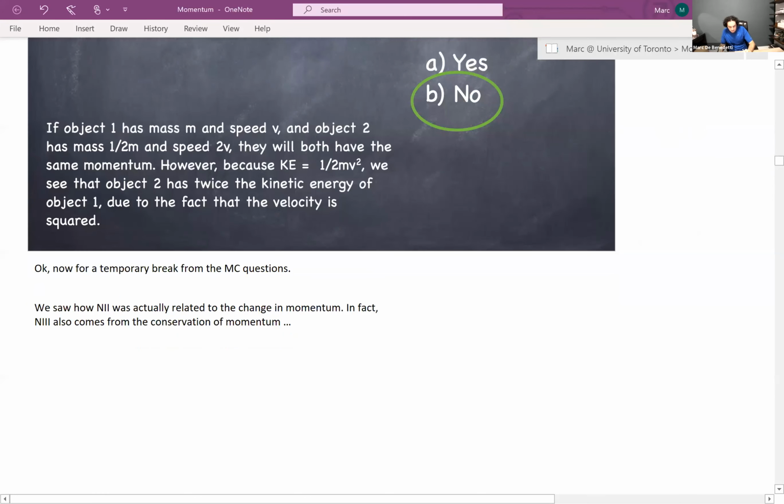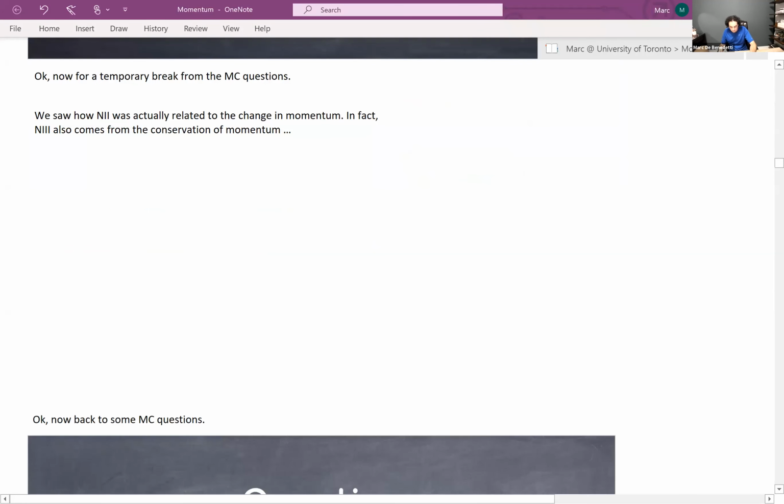Okay, temporary break in multiple choice questions. So interestingly enough, I've told you that Newton published his second law, F net equals ma, not as F net equals ma, but rather as the derivative of momentum. We can also represent Newton's third law, which is that every force has an equal and opposite reaction force. We can actually derive that using the conservation of momentum. So for instance, we're told that force 1 has an equal and opposite reaction force, so minus F1 equals F2, for instance, okay?